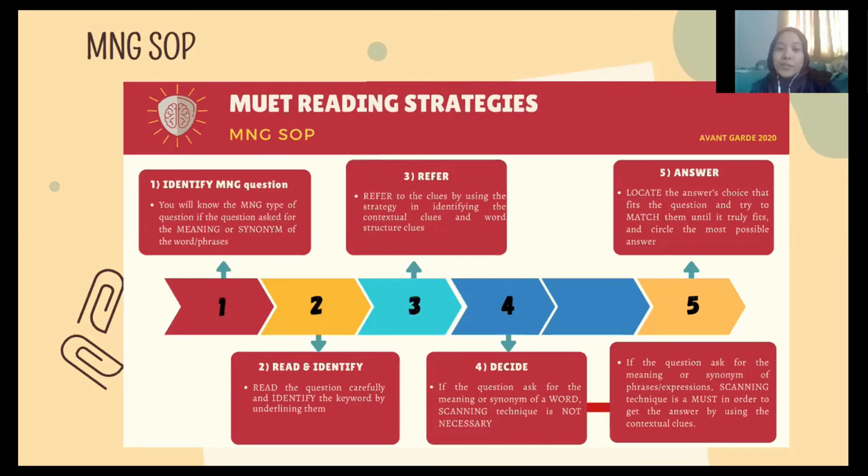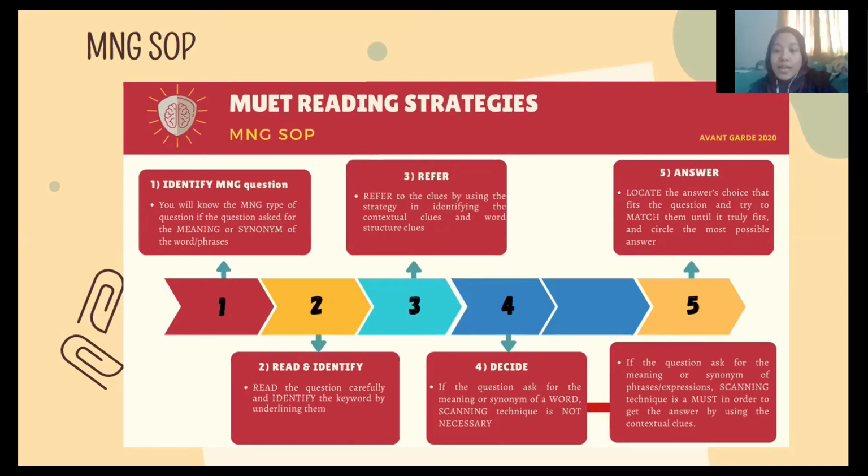Refer to the clues by using the strategies in identifying the contextual clues and word structure clues, which I have already explained to you during the previous slide. All right, so the fourth step is to decide. If the question asks for the meaning or synonym of a word, scanning technique is not necessary. But if the question asks for the meaning or synonym of phrases or expressions, scanning technique is a must in order to get the answer by using the contextual clues.